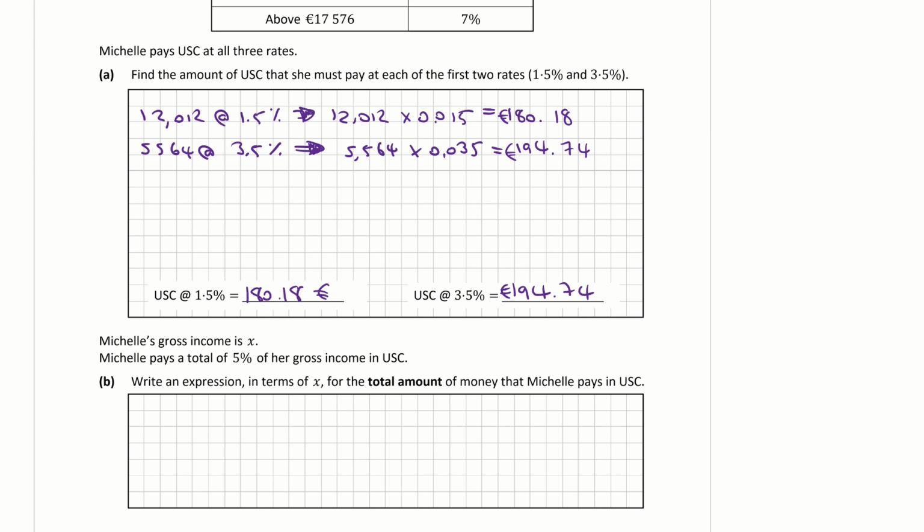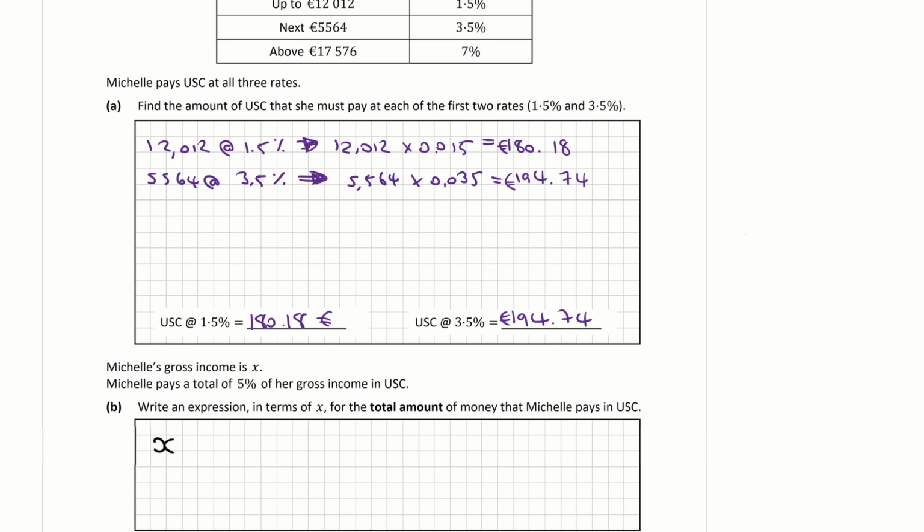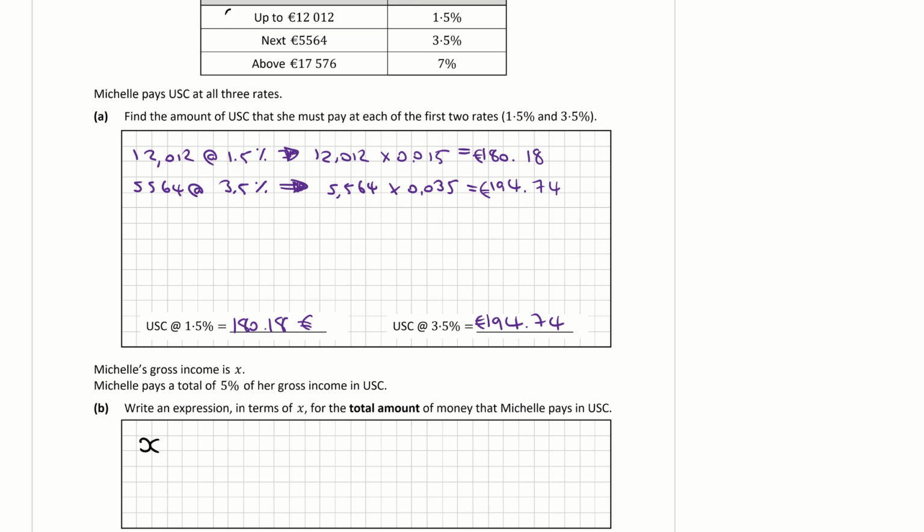Okay, so think of it like this. Michelle has some pot of money, X euro. We then want to take away, or let's remove the first two bands here, these two here. We know that these two can come out of that. So if we take out those two first of all, so let's say we take out the €12,012 and the 5,564. So let's get rid of those first of all.